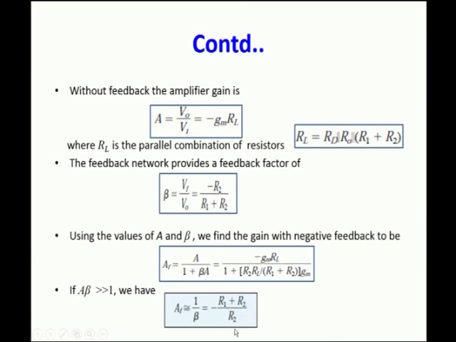R1 plus R2 by R2, by considering that if A beta is greater than 1, then this Af will be equal to 1 by beta, right. If A beta is greater than 1, you will not have this 1 here, then 1 is neglected in this part. So, A by beta A, A and A will get cancelled, 1 by beta. So, what is beta? It is minus R2 by R1 plus R2. If it is 1 by beta, you reverse that. So, it is the voltage gain with feedback for the FET circuit.